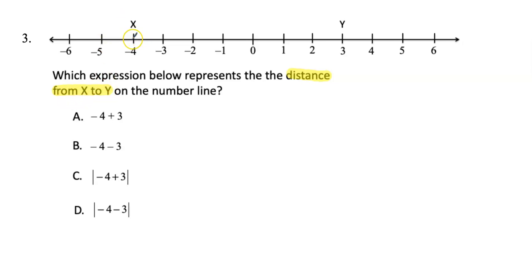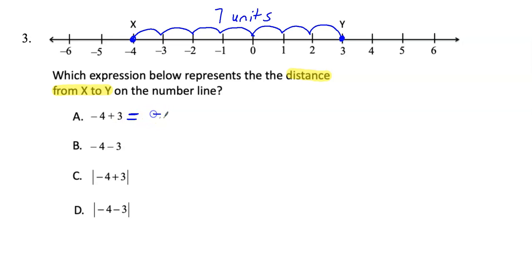So here's x, here's y, and I'll just count. 1, 2, 3, 4, 5, 6, 7. So the distance from x to y is 7 units. So whichever expression gives me 7 units after I simplify it will be my answer. Let's start with A. A says -4 plus 3.